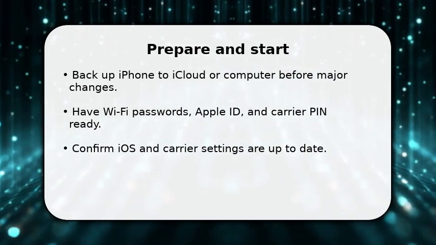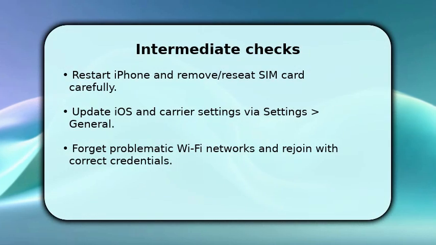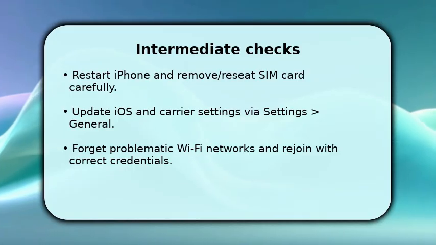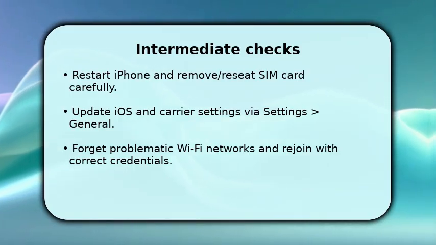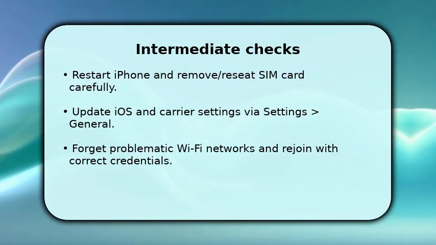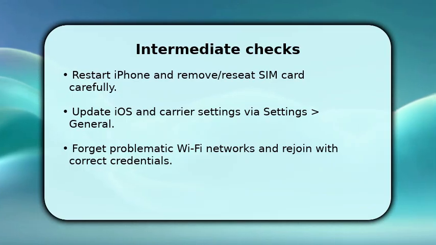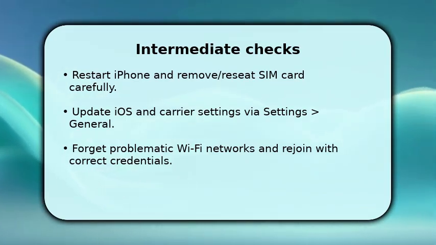You restart the iPhone to clear software caches, then power it back on and reset the SIM to ensure physical contact. Use the eject tool and check for damage. Next, check Settings General About to trigger carrier updates and install any iOS updates in Settings General Software Update, because firmware mismatches often break connectivity.